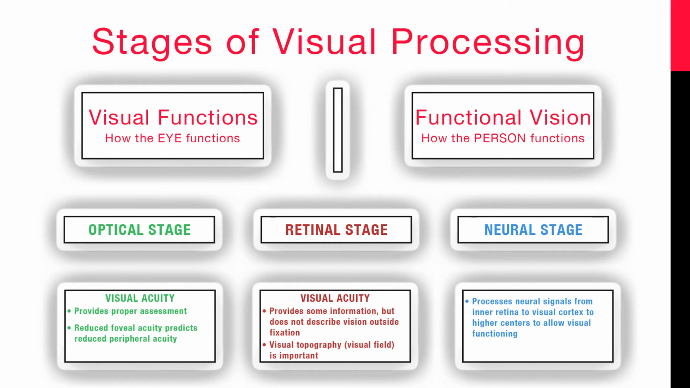The third stage is the neural stage, where the neural signals from the retina are processed first in the inner retina, then in the visual cortex, and finally in higher cortical centers that allow actual visual functioning. That is an area that has only recently started to catch our attention and is often overlooked.